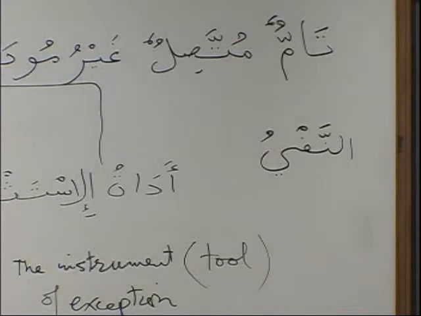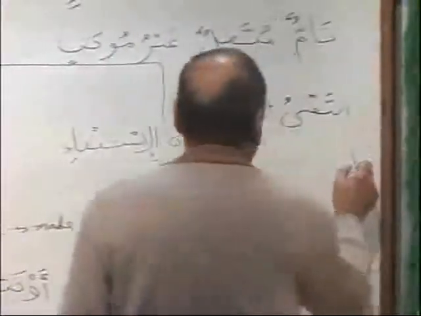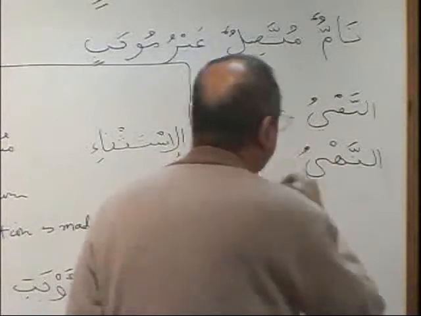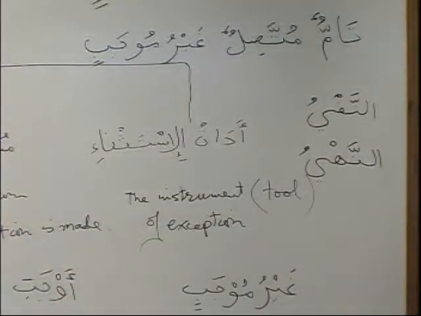La yakhruj. Now what is this? La nahiya. La yakhruj ahdun illa al-jududa, or al-jududu. No one should leave except the new ones. Again, I ask you, there is a negation. So what will you call this? An-nahyu. Okay.